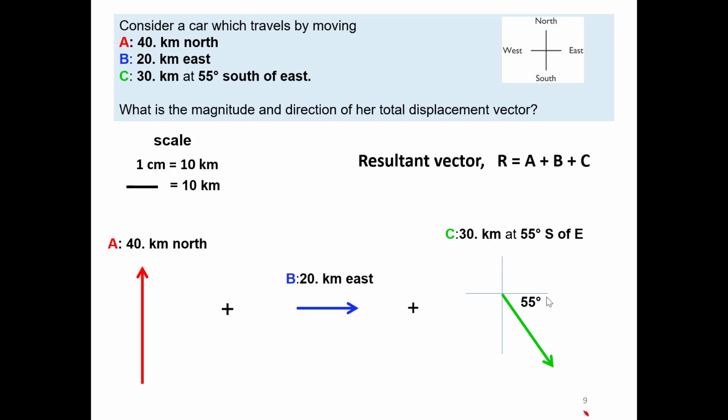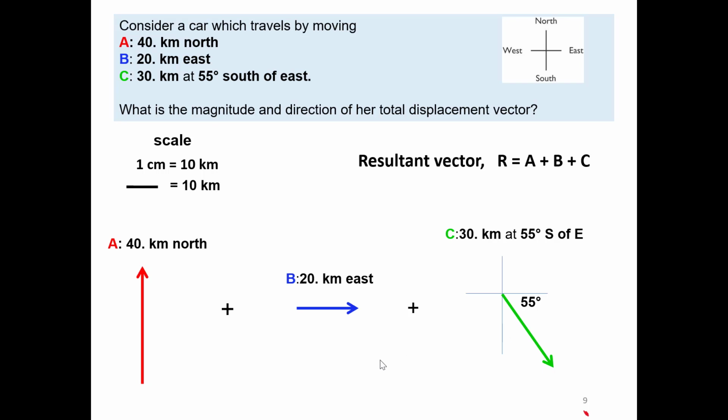When we are going to add vectors, the problem can give the vectors like that, as the vectors explain what is the magnitude. In this case it will be 40 kilometers north. For the second vector it will be 20 kilometers east. For the last it will be 30 kilometers at 55 south of east. Also, they can give the representation of the vectors like that. They can give these three vectors, and then you need to add them.